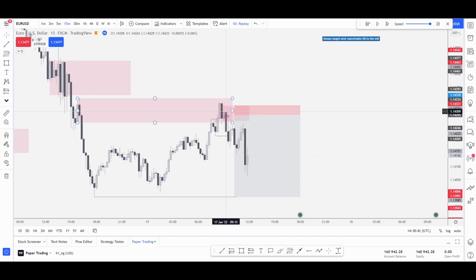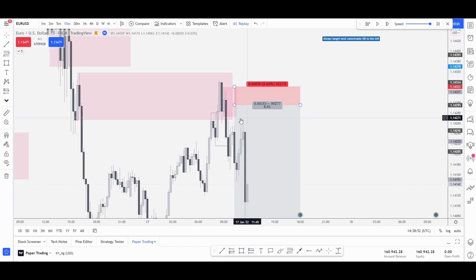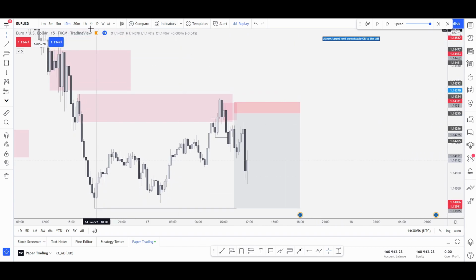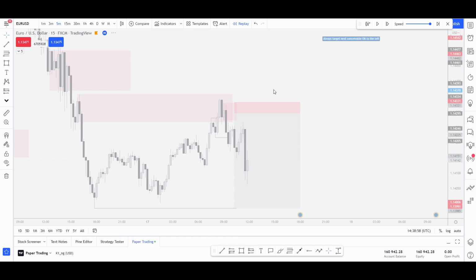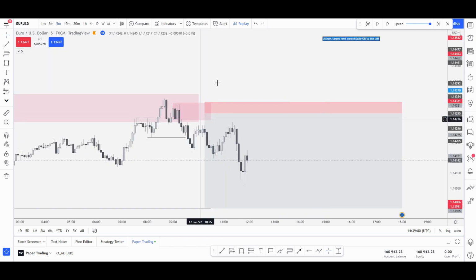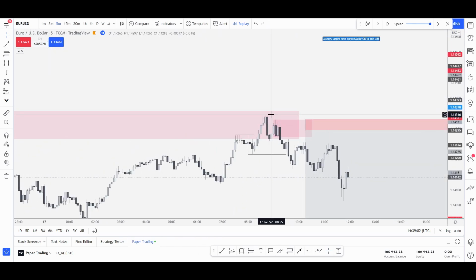Okay, so this would be a typical sort of setup and formation which I'm trying to get involved in. Price clearly tried to come up, tried to fill this little miniature imbalance just in here. If we drop down to a lower time frame, let's drop down to the 5 minute. Let's see how this formed. Okay, very much the same as the 15 minute. It's exactly the same actually. So exact same thing happened.